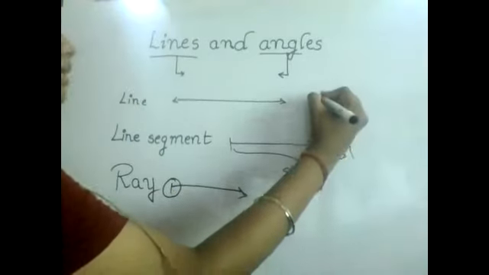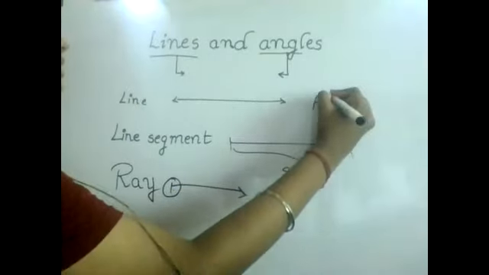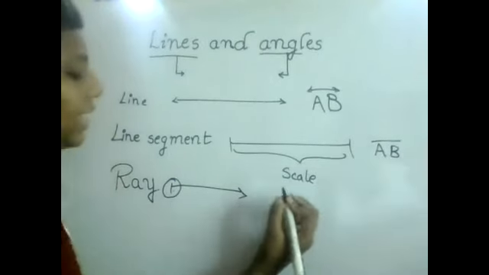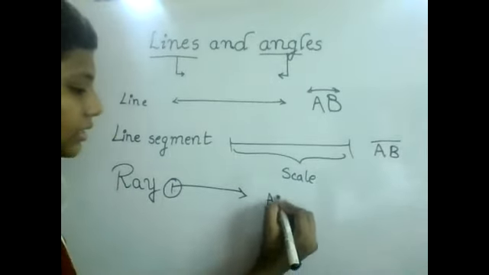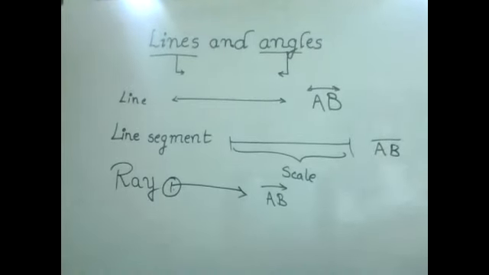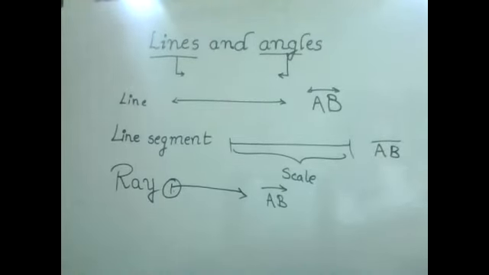A line can be represented with AB and a line over it like this. A line segment can be represented as AB with a bar. And a ray can be represented as AB with an arrow. So these are the representations of the line, line segment, and ray. We have already seen this in the previous classes. Now let us move further.